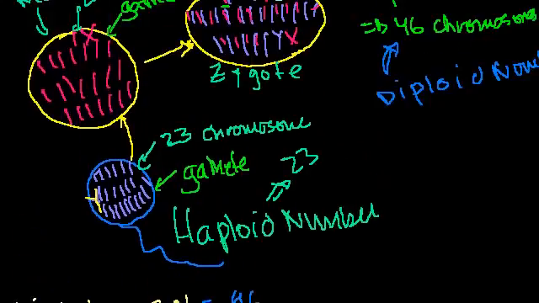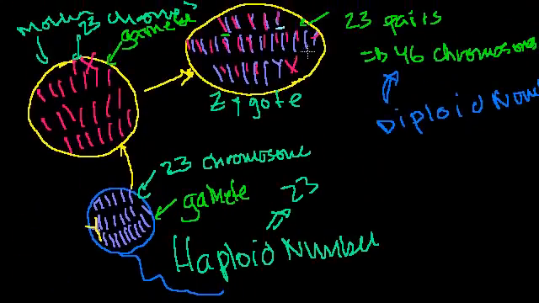So a fertilized egg, or even just a regular somatic cell or body cell, will have a diploid number of chromosomes, while a sex cell will have a haploid number of chromosomes. So gametes, which are either a sperm or an egg, those are both examples of gametes. They have half the number. They merge, and then you get a zygote, which is that very first cell that had the potential to turn into me. That has a diploid number of chromosomes.